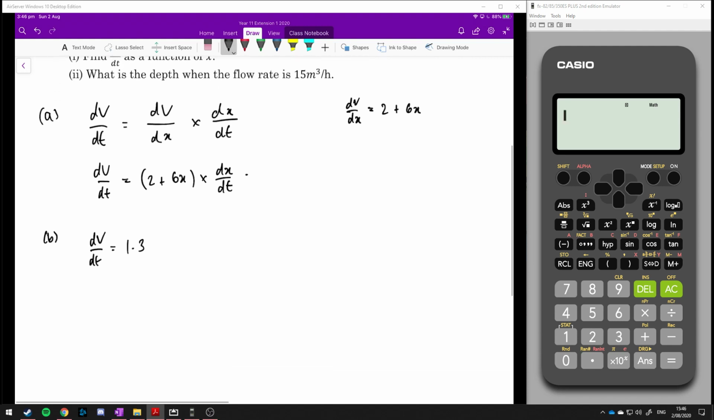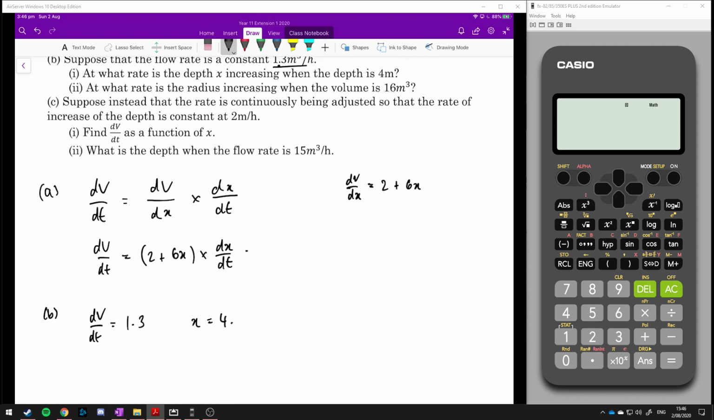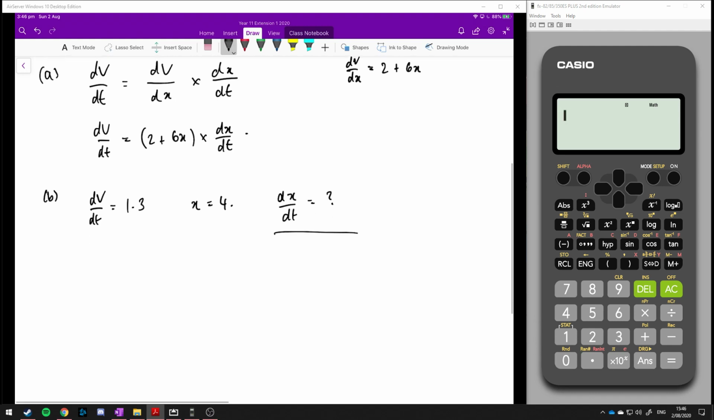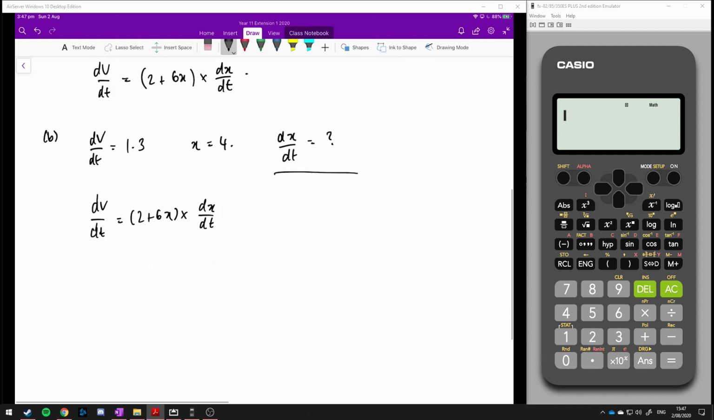So in other words, we want to know when x is equal to 4. We want to know the rate of the depth, so we want dx/dt, and we don't know what that one is. So that's what we're trying to find, dx/dt. Let's substitute these values into our equation. So we get dV/dt is equal to 2 plus 6x. This is our derivative function, our derivative volume.